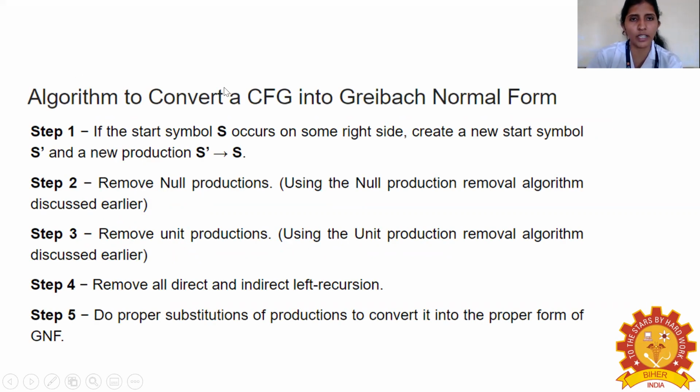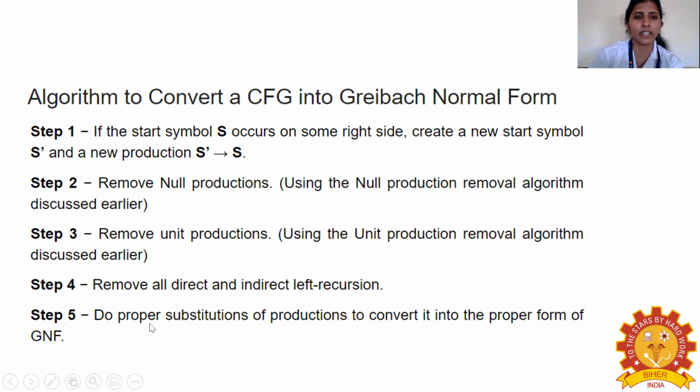So this is the algorithm to convert a context-free grammar into Greibach normal form. Step 1 is that if the start symbol S occurs on some right side, then we create a new start symbol S dash and a new production rule like S dash to S. Then step 2 is remove the null productions using the null production removal algorithm, which we have discussed earlier. And step 3 is we remove the unit productions using the unit production removal algorithm, which we have discussed earlier. And step 4 is that we remove all the direct and indirect left recursion.